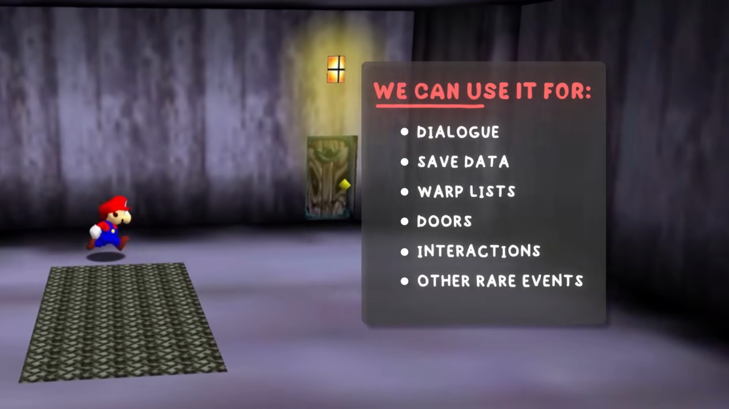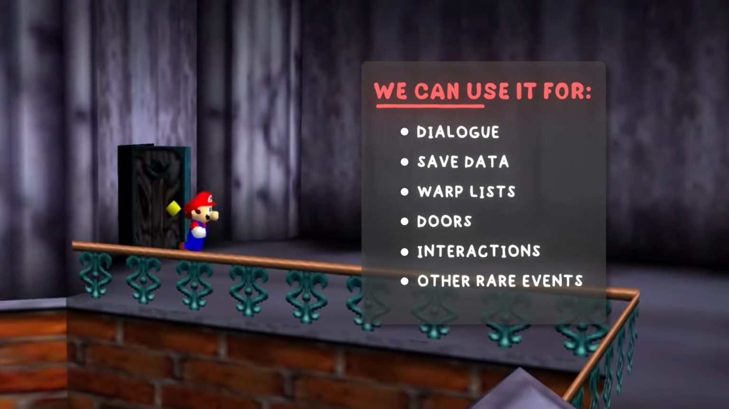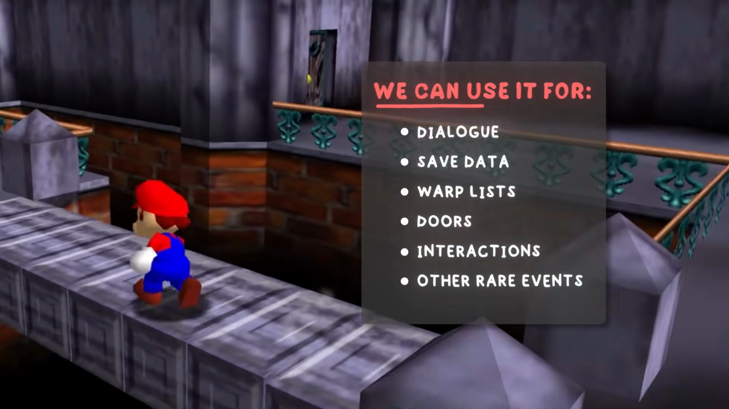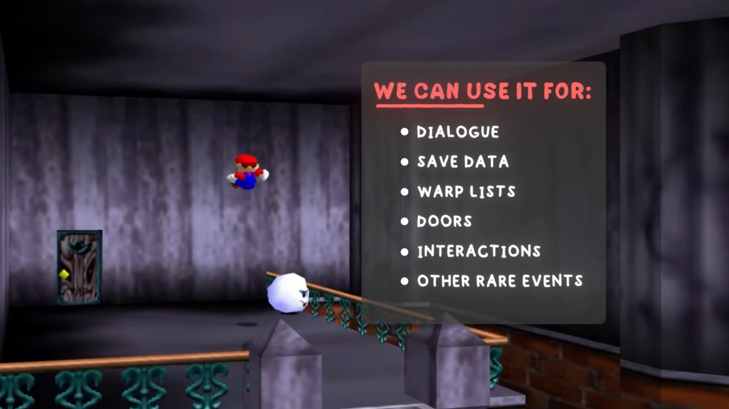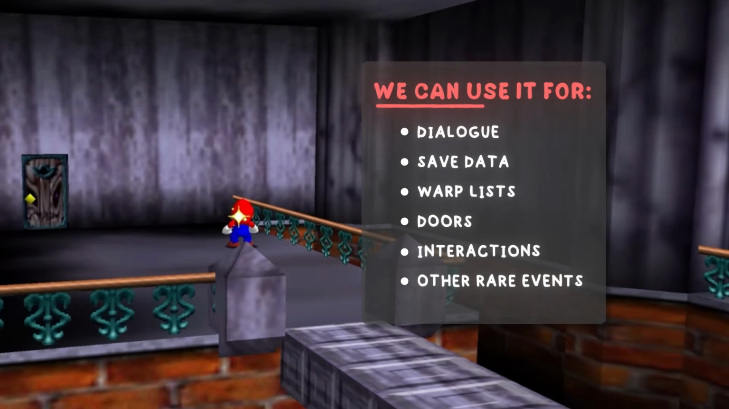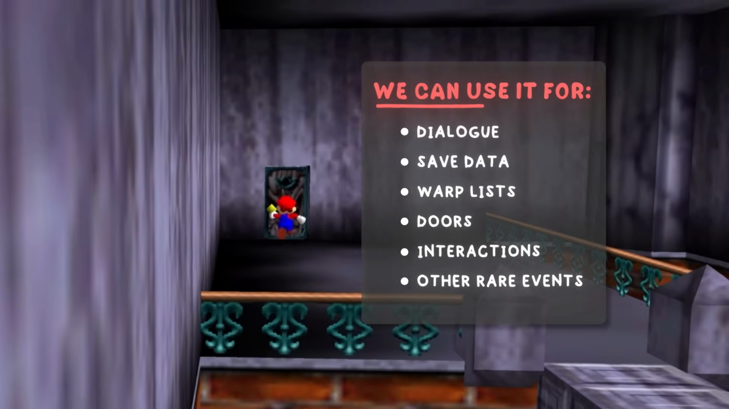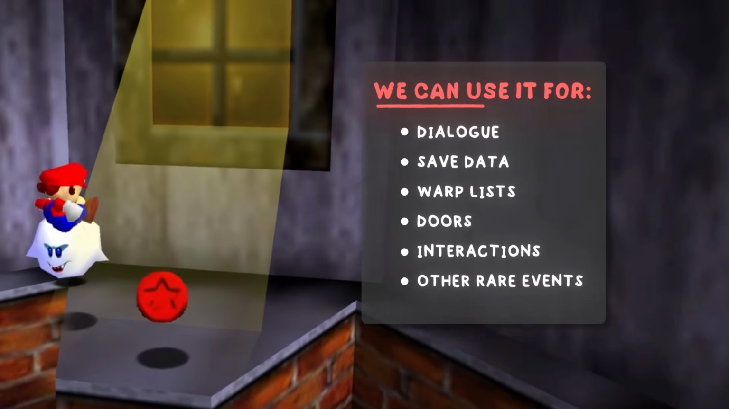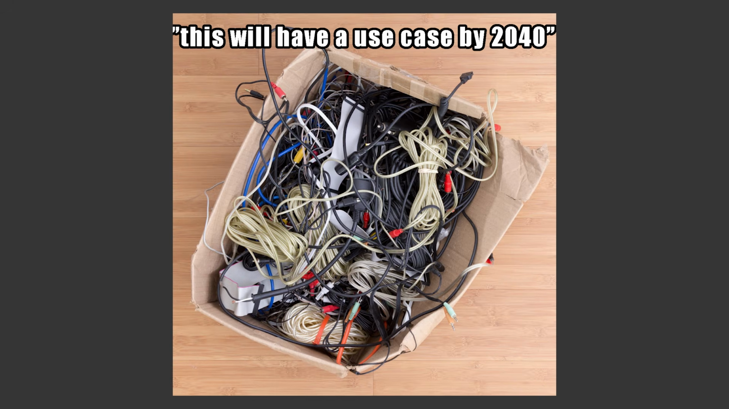Of course, both reading and writing from these areas is slower than our normal memory. But for stuff like dialogue, save data, warp lists, or just about any data that belongs to rarely firing events such as doors or interaction code, using this data is no problem at all. And there's plenty of data like that. Of course, data you don't need to read much could also just be stored on the cartridge instead of RAM, but then you lose on some compression benefits.